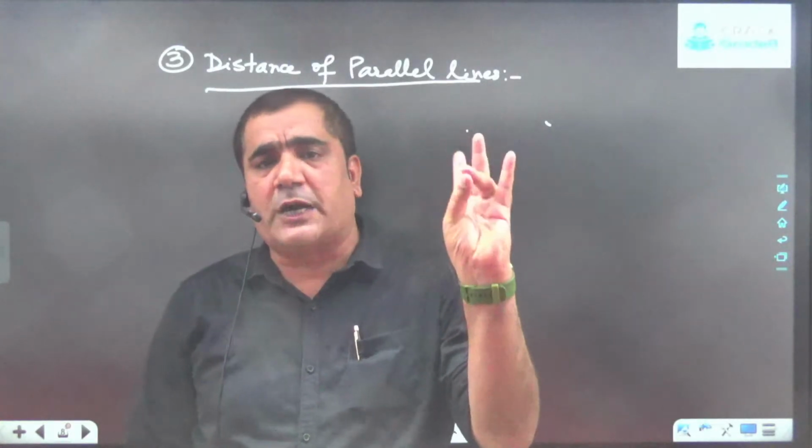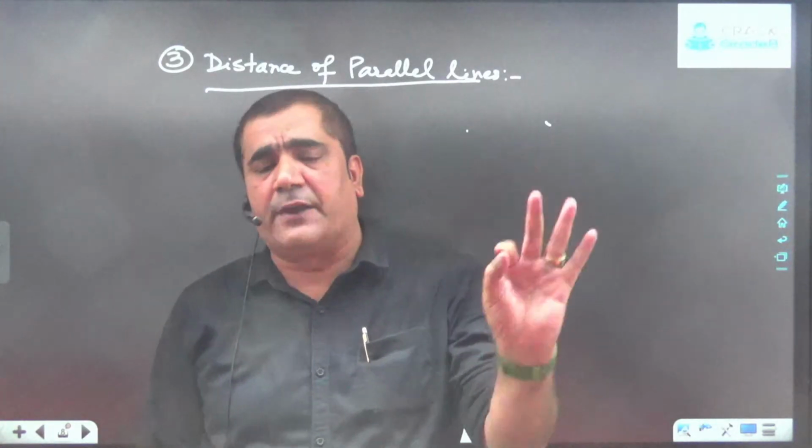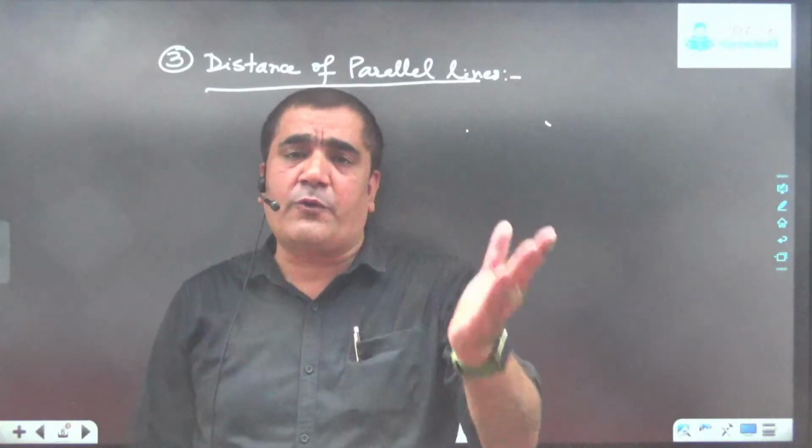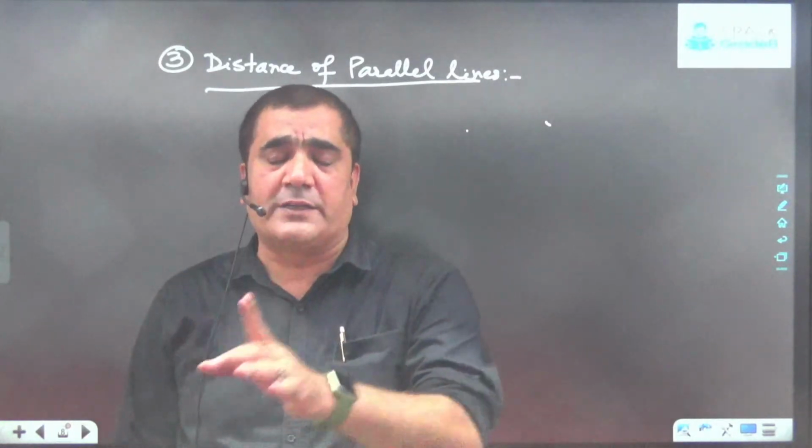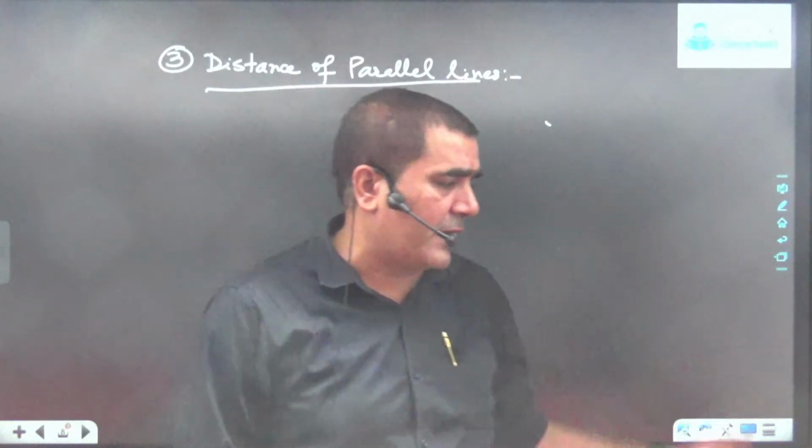First, north is up, south is down, east is right, west is left. Second one, for right and left, clockwise and anti-clockwise. And the last point is distance of parallel lines.